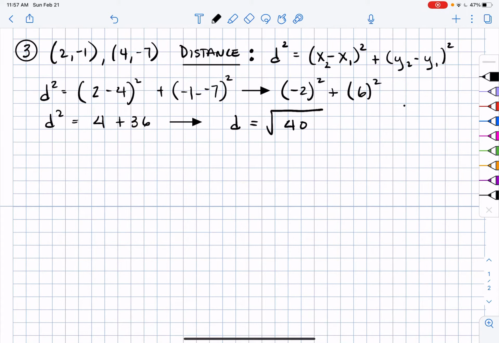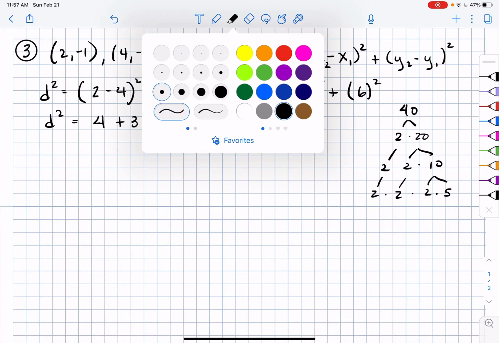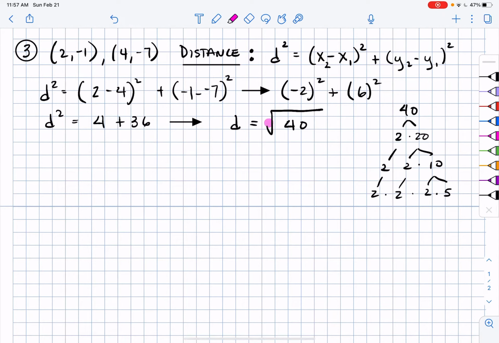Okay, let's break down 40. 40 is 2 times 20. 2 is done. 2 times 10. 2 is done. 2 times 5. All right, so the index, which is this part right here that I'm talking about, the number in that wedge. If there's no number in that wedge, that means the index is a 2, or we also call it the root.